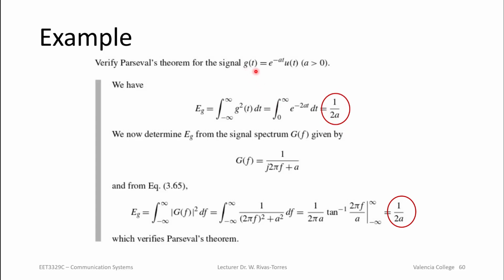Now, if we look for the Fourier transform of g(t), we have that G(f) equals 1 over j pi f plus a, right? If we square that, to do the energy in the frequency domain, you can go and look in an integral table and you find out that this has the shape of the inverse tangent result for the integral. And then when you evaluate this from minus infinity to plus infinity, you also end up with 1 over 2a, right? And this satisfies Parseval's theorem.